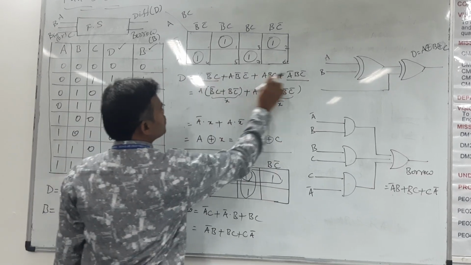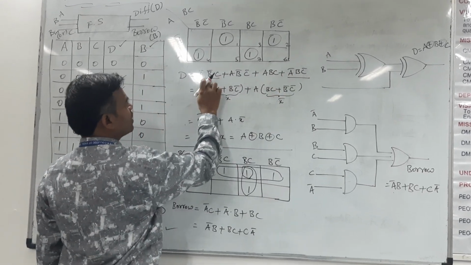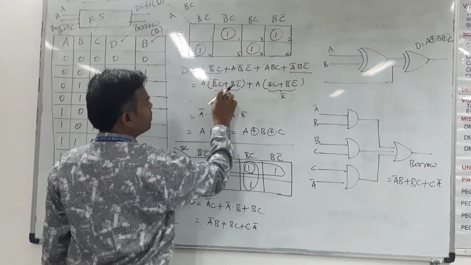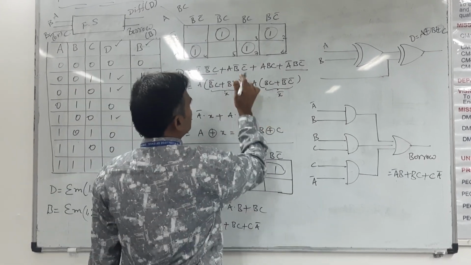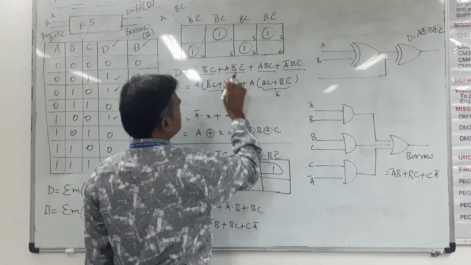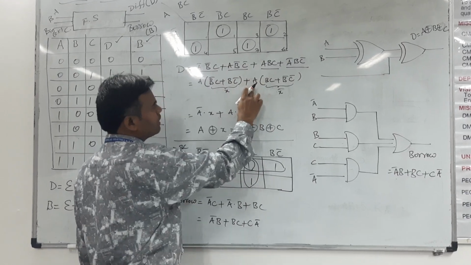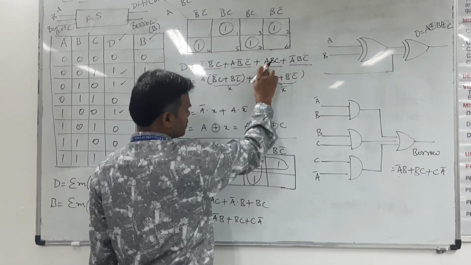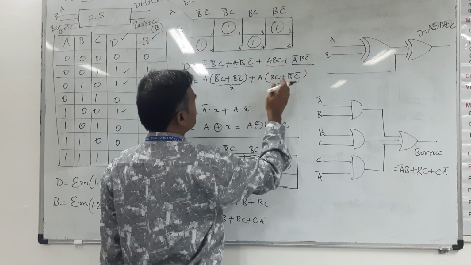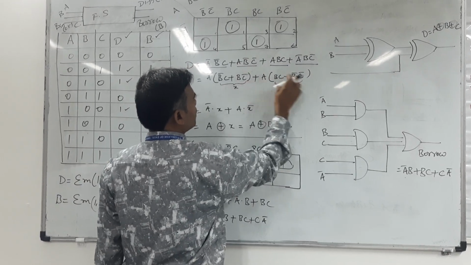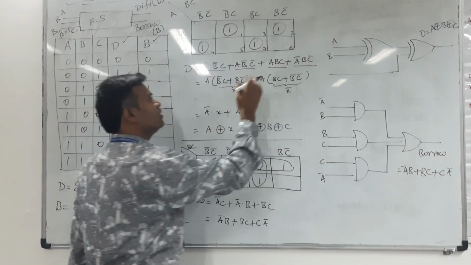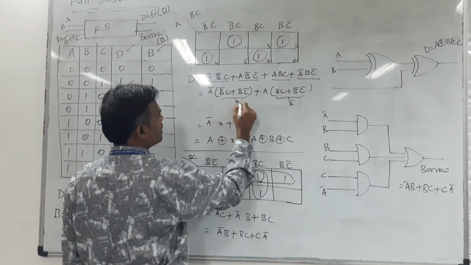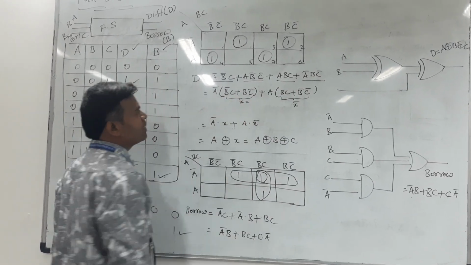In these two, A bar is common, and the remaining terms are B bar C plus B C bar. Come to the second minterm and third minterm. In these two, which literal is common? A is common. The remaining part is B C plus B bar C bar. Let us assume this is X, then this is X bar. Why? Because here what is X? B bar C plus B C bar.